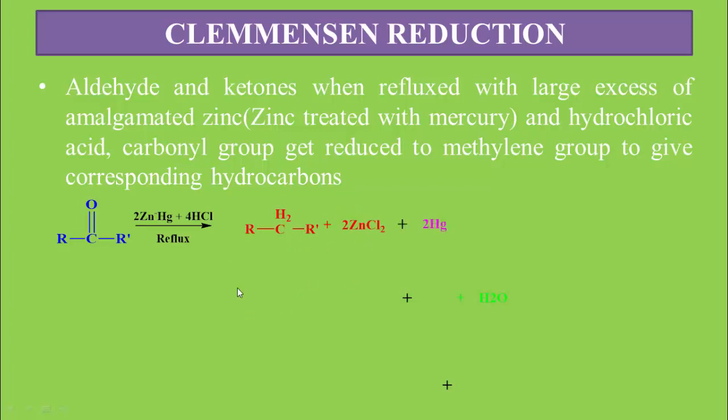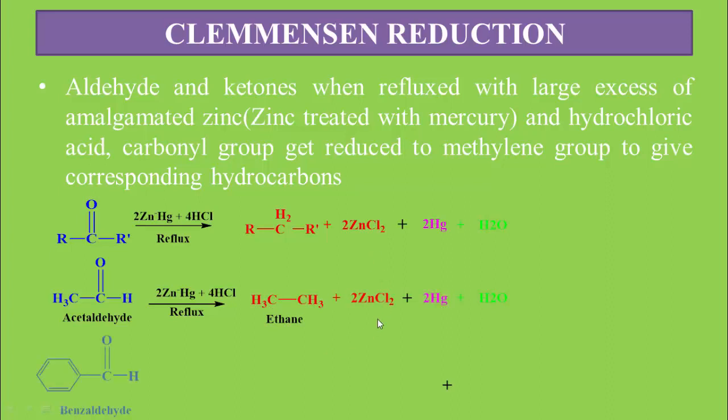and mercury. This is acetaldehyde. When acetaldehyde is subjected to the Clemmensen reaction in the presence of Zn-Hg, HCl and reflux, it gets converted into ethane along with the elimination of zinc chloride, mercury and water.